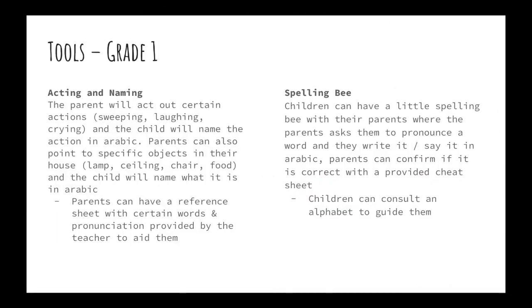For Arabic children in grade 1, parents can act out certain actions, such as sweeping, and the child will name the action in Arabic. Parents can also point to specific objects in the house, and the child will name what it is in Arabic as well. Parents can have a reference sheet with certain words and pronunciation provided by the teacher to aid them. Children can also have a little spelling bee with their parents, where the parents ask them to pronounce a word and they write it or say it in Arabic.